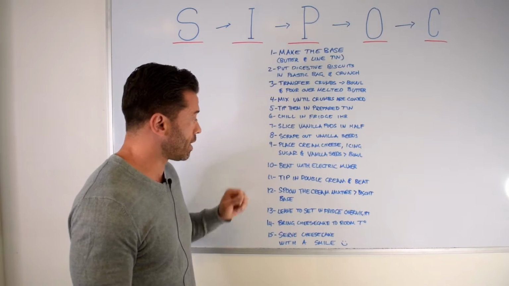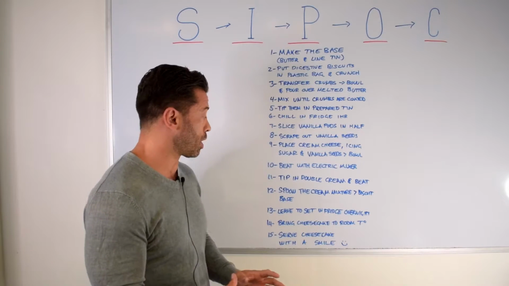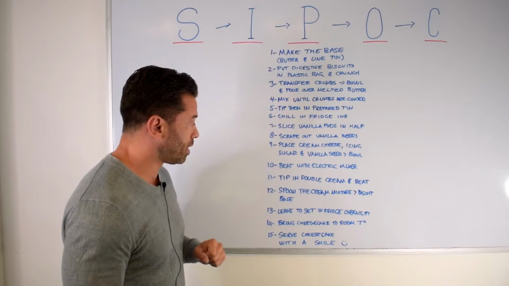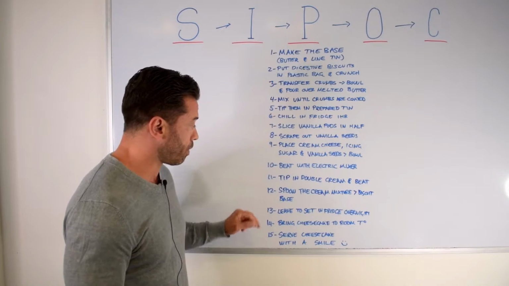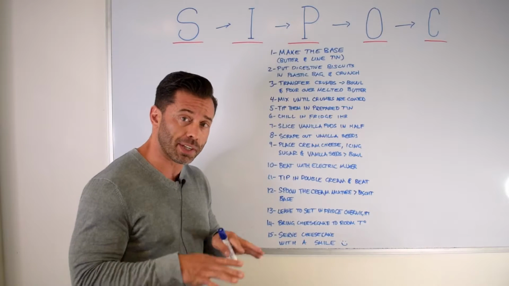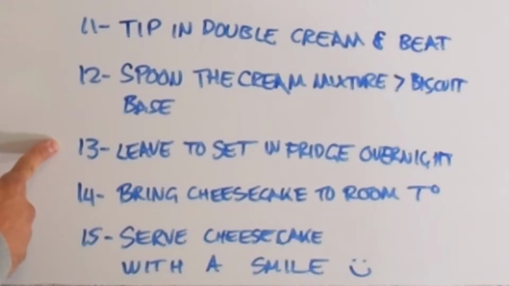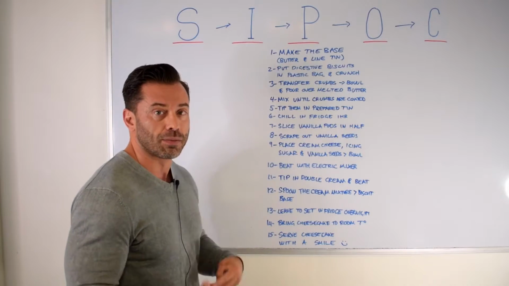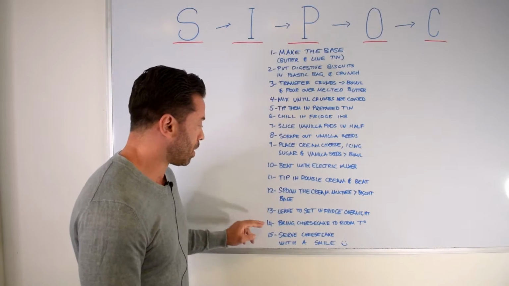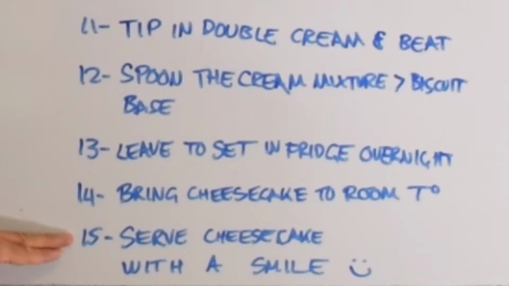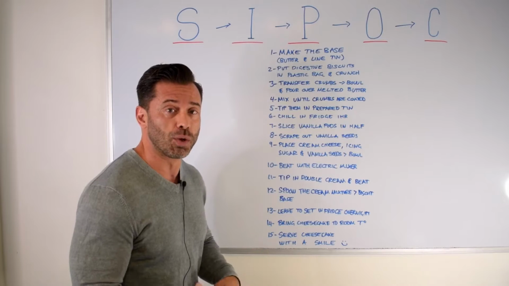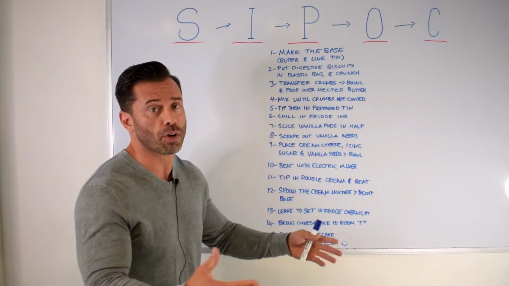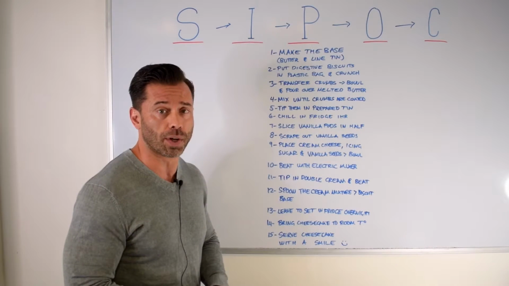Step number 10 is then beat all of that with an electric mixer. Step 11, we tip in the double cream and we continue beating. And then step number 12, we spoon the cream mixture into the biscuit base. We leave to set in the fridge overnight. When we're ready to serve, we bring the cheesecake to room temperature and then we serve the cheesecake with a smile. So those are the 15 steps of our process. Typically, you would have identified this with different functions, different team members of your organization.